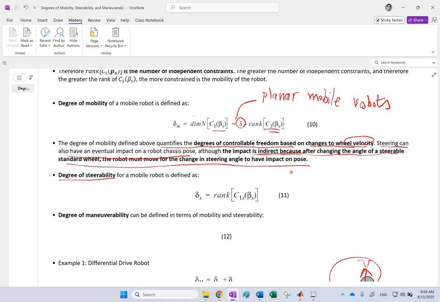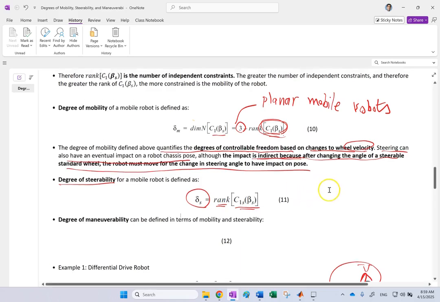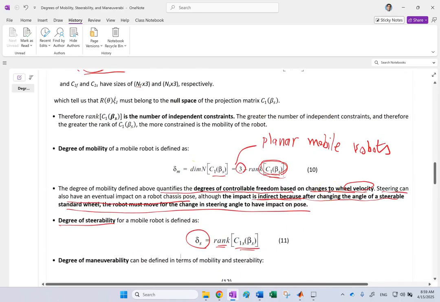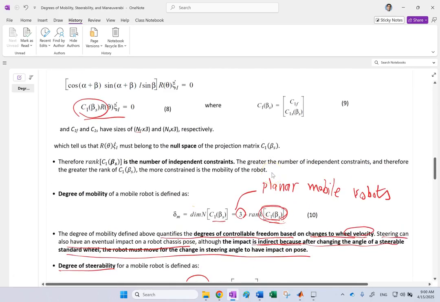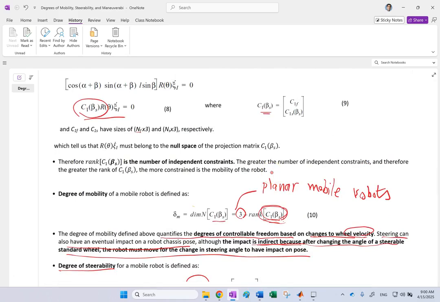So the degree of steerability is defined as the rank of the sub portion of the C1 of beta S. Which sub portion? The sub portion that was responsible only for the steerable part. Remember that if I go back and look at this C1 of beta S, it has two parts. One part was all of the rows for fixed wheels, and it has this portion which was all of the rows for steerable ones.